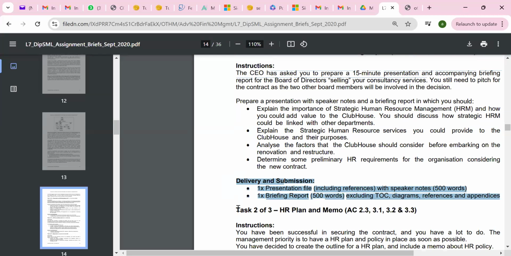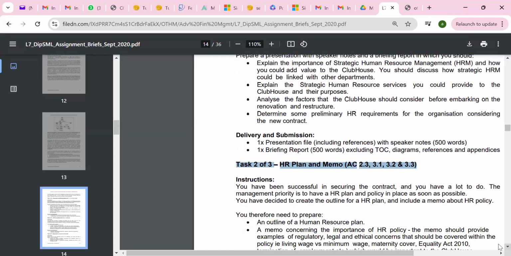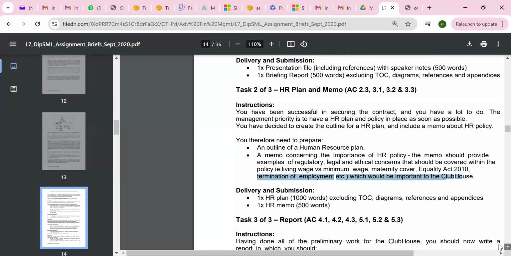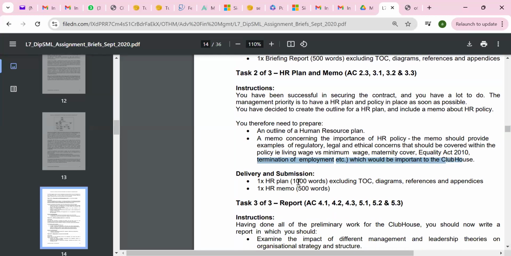Okay, then please we can look at tasks 2 and 3, the HR plan and memo, which covers 2.3, 3.1, 3.2, and 3.3. So please outline the human resource plan. Look at the Equality Act and termination, which is important. This is 1,000 to 1,500 words. That is quite crucial, which you can face.